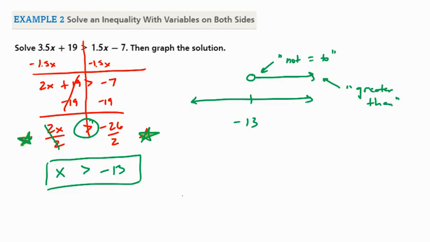And there we go. And that's our graph of the inequality solution set. So again, in this problem, you cannot be -13. You can be anything bigger than -13, but you cannot be -13.